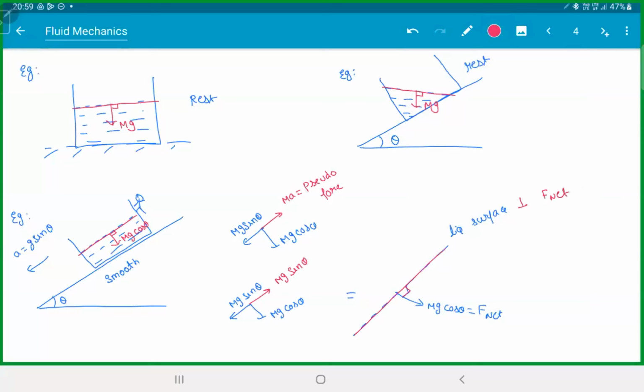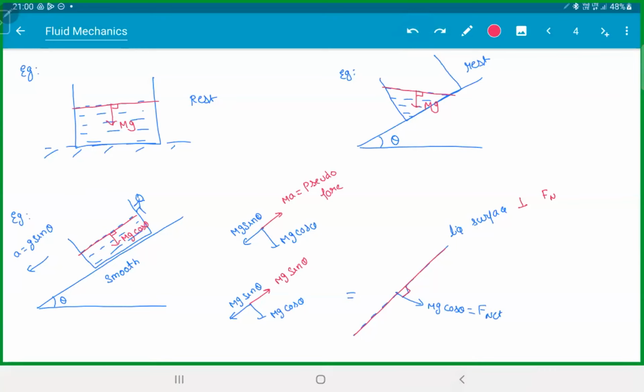Please check the third example. It's a good one. If a container is accelerating downward and if an observer is sitting on the container, he will think there's an mg sine theta, mg cos theta, and a pseudo force ma backward up the incline. The pseudo force and the mg sine theta will cancel out. So the person on the container will think the only force acting is mg cos theta this way. And we have a definition: the surface will always be perpendicular to the net force.